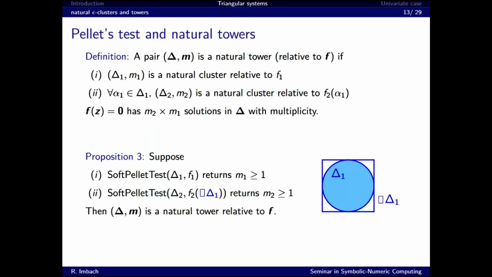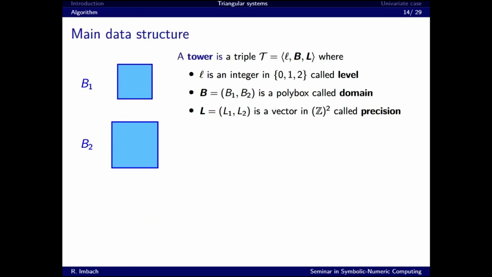Well, now actually, I'm ready to present the main algorithm that will use a data structure, and mainly it will use this data structure, that is a tower. What we call a tower is a triple, l, B, capital L. l will be called the level, and I will explain what it is later. B is the domain of the tower, so it's a polybox. And capital L is a vector of integers L1, L2 called precision.